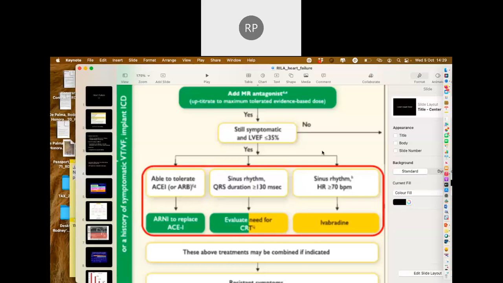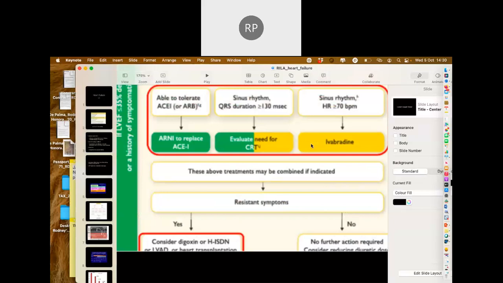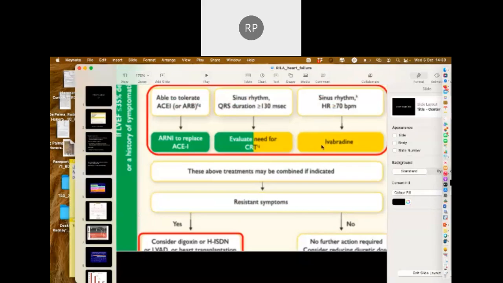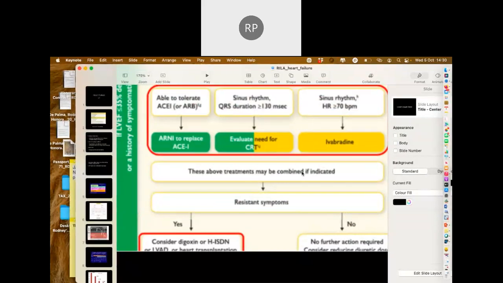So these second tier of therapies are very important if symptoms and function have not improved despite the four pillars. Once you've gone beyond that, and once you've excluded reversible causes, then it's a question of deciding whether a patient is likely to be a candidate for advanced heart failure therapies, which includes a left ventricular assist device, or even transplantation, or a left ventricular assist device as a bridge to transplantation. But the majority that would typically be in younger patients who don't have many comorbidities.